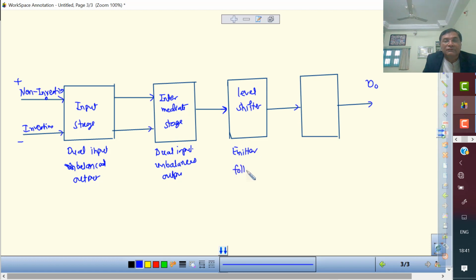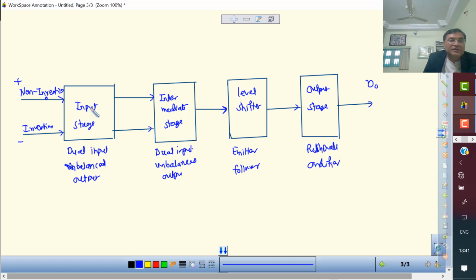Emitter follower. And then you have output stage. Output stage. And this is push pull. Push pull. And the word complementary symmetry is used for push pull amplifier. Okay.